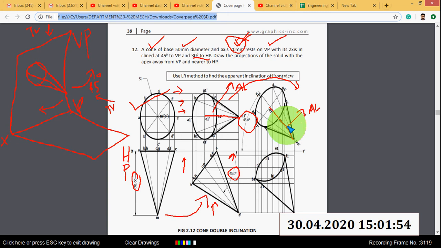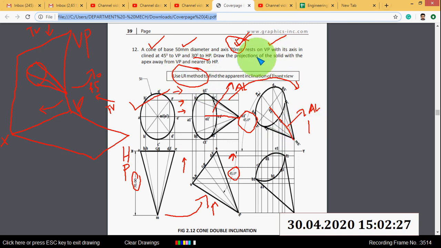Here this is the axis line. This axis makes an angle of 45 degrees with HP, but in the problem the axis makes an angle of 30 degrees with HP. So think that this inclination is 30 degrees. If this axis length is 70 mm, then here the axis length is not 70 mm, it is less than 70 mm. So this is the apparent length. You have to find the inclination of the apparent length using the line rotation method.